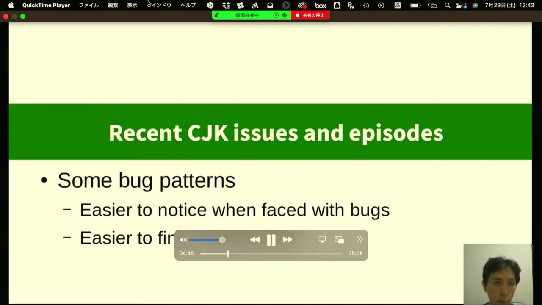Second topic: recent CJK issues and episodes. Some bug patterns are very similar. If you know more of them, it may be easier to notice when faced with bugs, and easier to find workarounds.